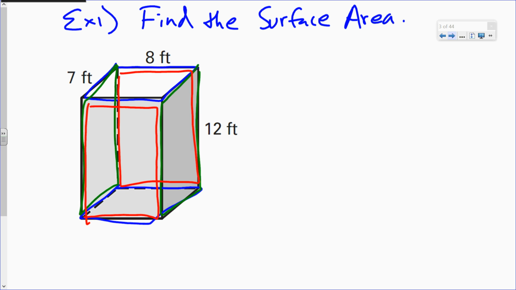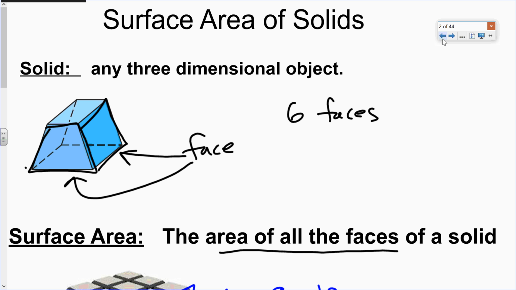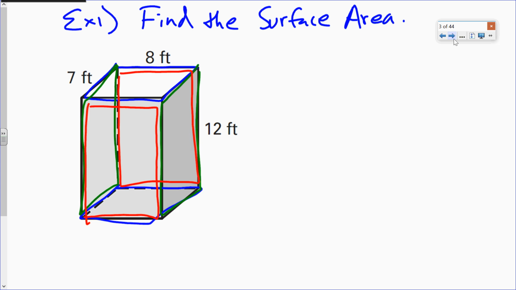If I'm going to find the surface area, you just wrote down about 5 minutes ago, surface area means the area of all the faces. They are all rectangles. You know how to find the area of a rectangle. What's that formula? Area of a rectangle is on your reference sheet. You should memorize it though. Length times width.